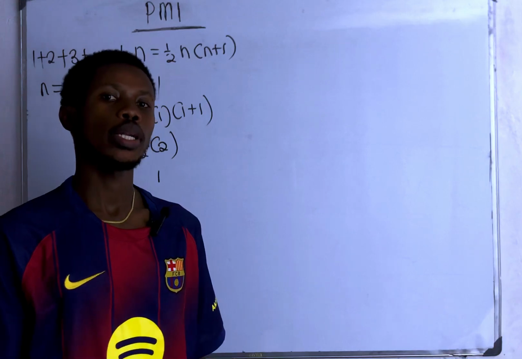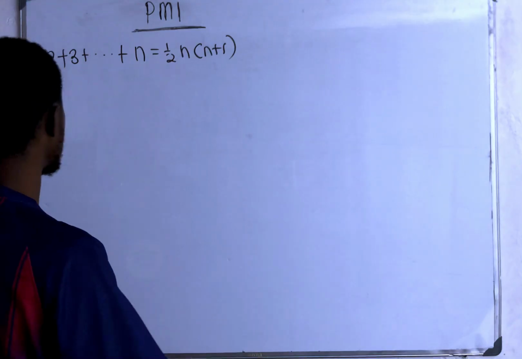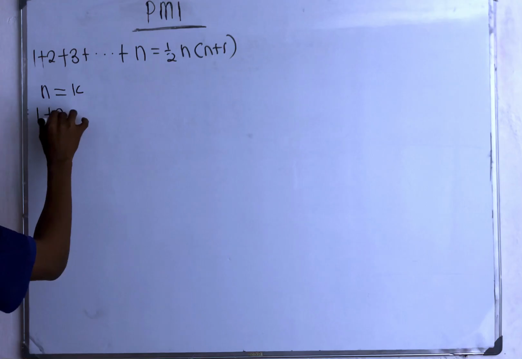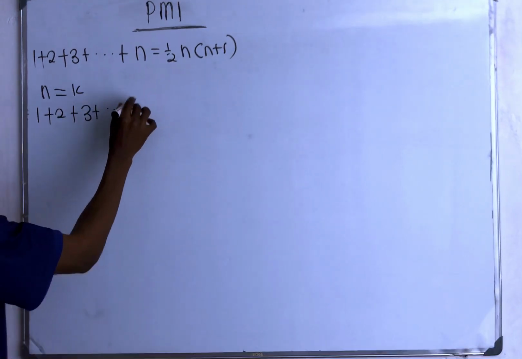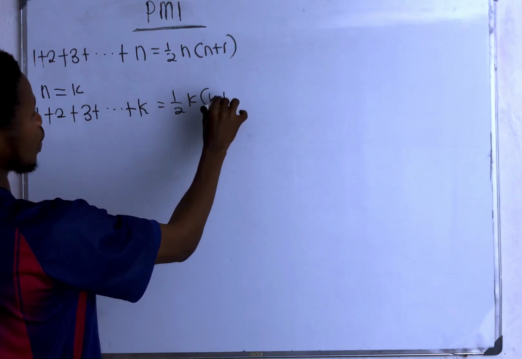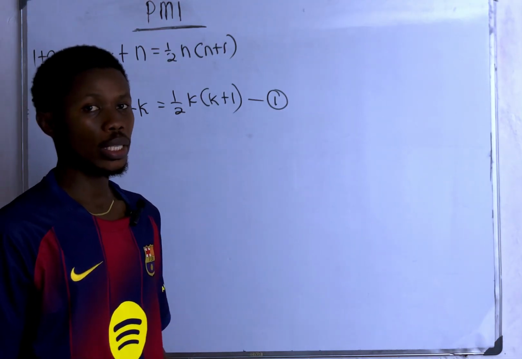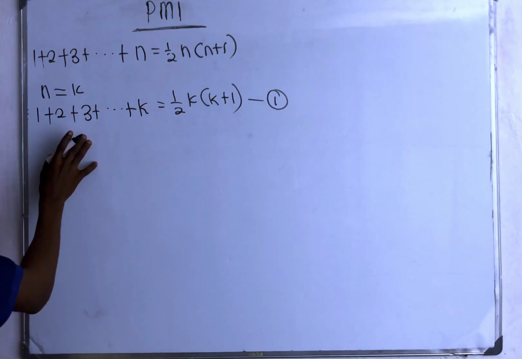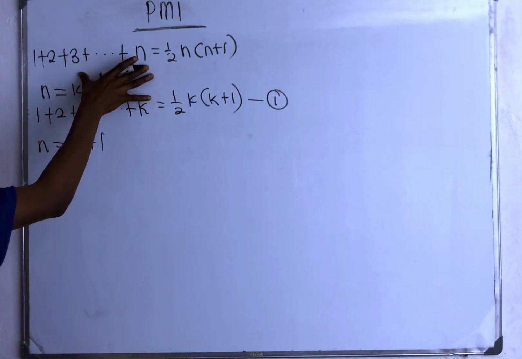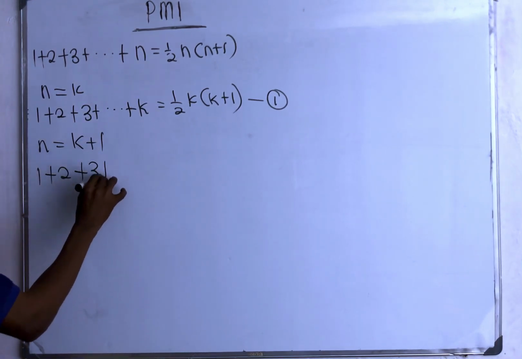So you proceed to the assumption stage. For the assumption stage, we let n equal k. So let's substitute: 1 plus 2 plus 3 plus dot dot dot plus k equals half of k bracket open k plus 1. Let's name this equation 1. Then we also go to the induction stage. For the induction stage, we let n equal k plus 1. So you substitute, wherever I see n, I put k plus 1 there. We have 1 plus 2 plus 3 plus.